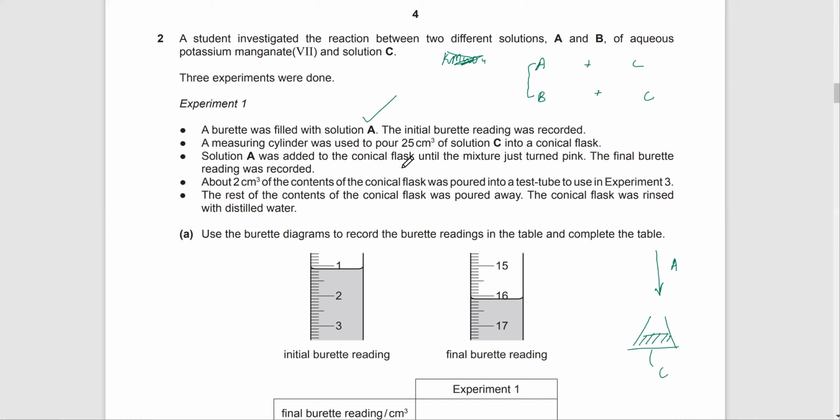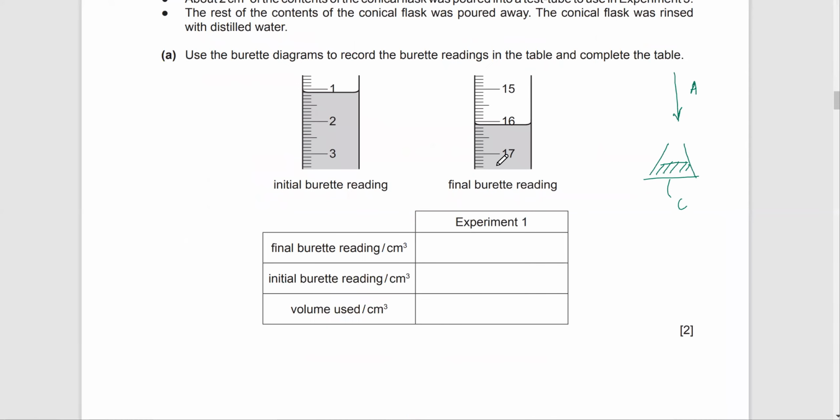About 2 cm cube of the contents of the conical flask was poured into a test tube to use in experiment 3. The rest of the contents of the conical flask were poured away. The conical flask was rinsed with distilled water. I said the first thing is taking the reading.